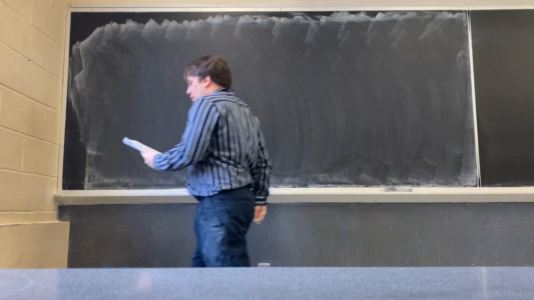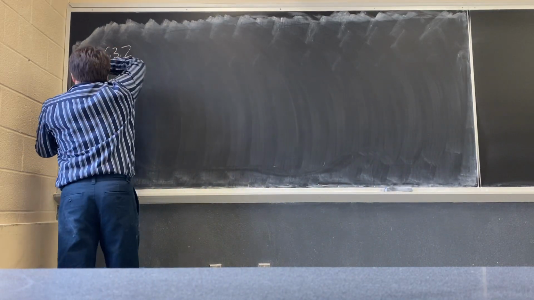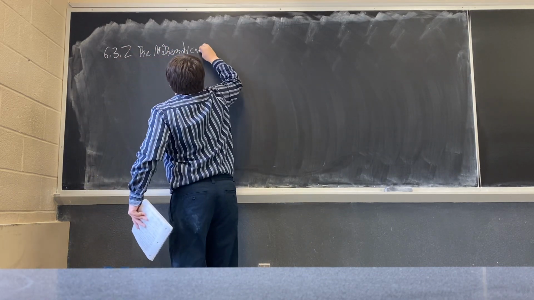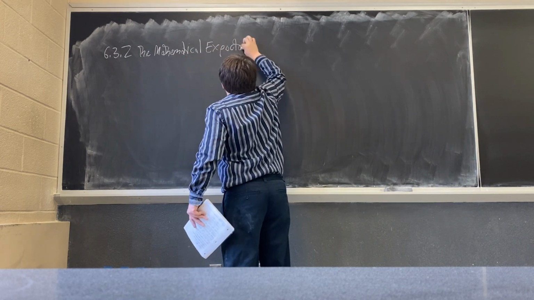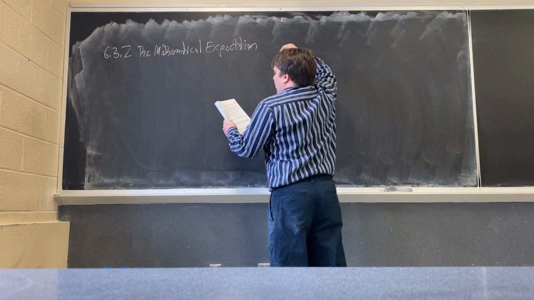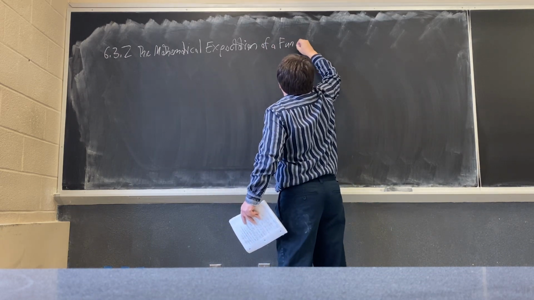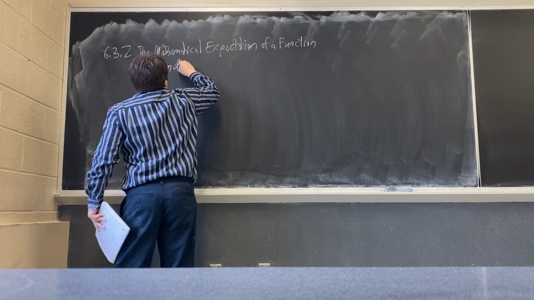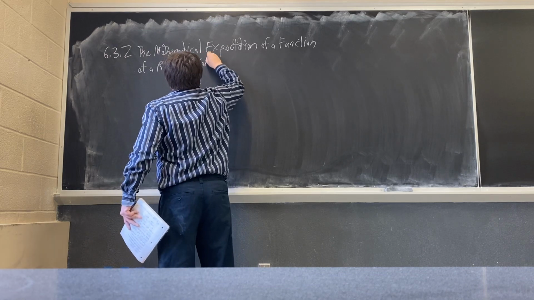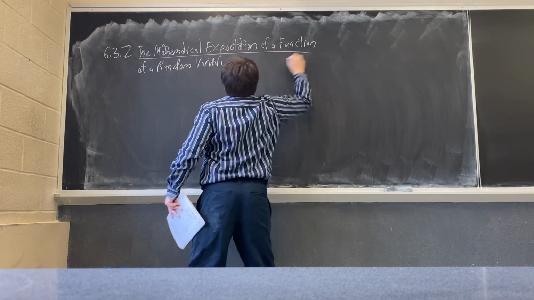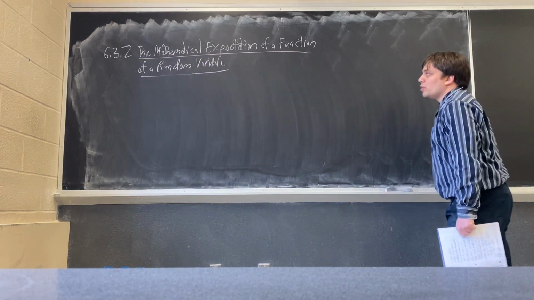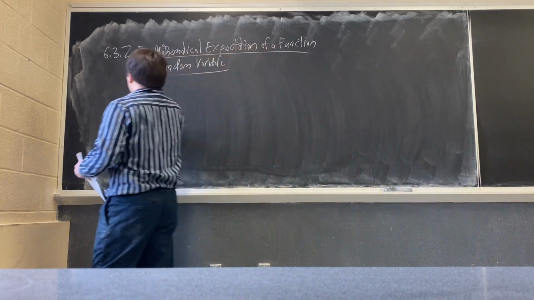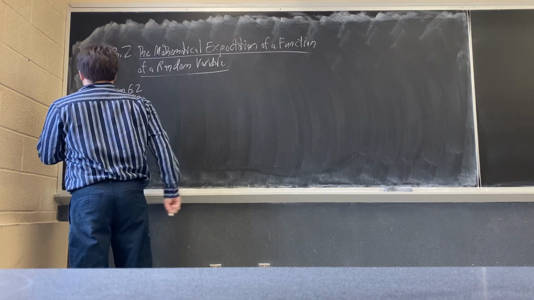Okay. So now 6.3.2 is the mathematical expectation of a function of a random variable. Okay, so 6.3.2 is the mathematical expectation of a function of a random variable. Okay, so first let's look at theorem 6.2.